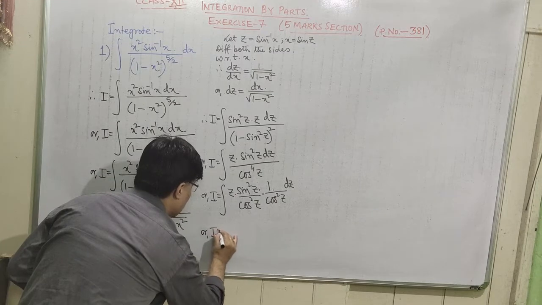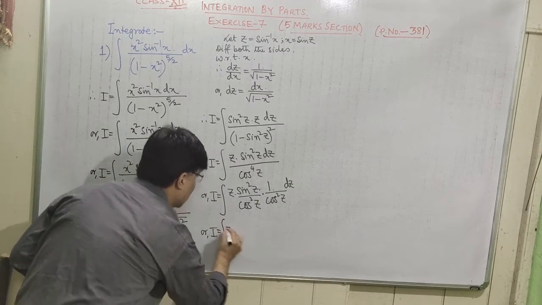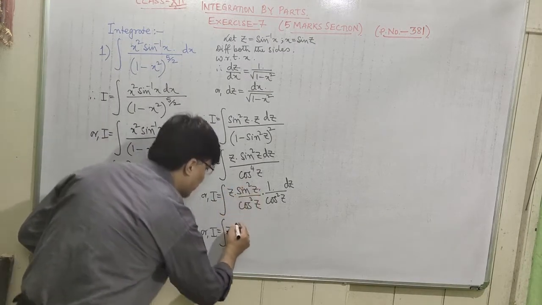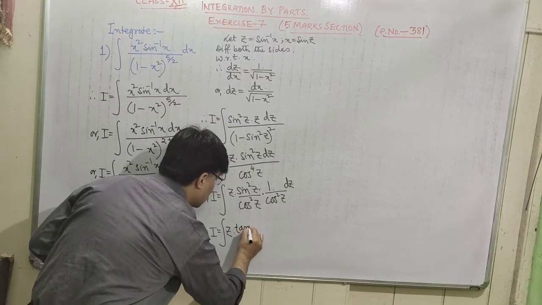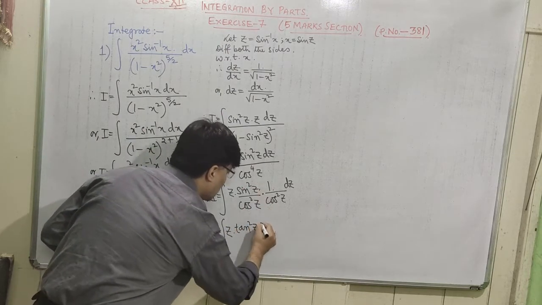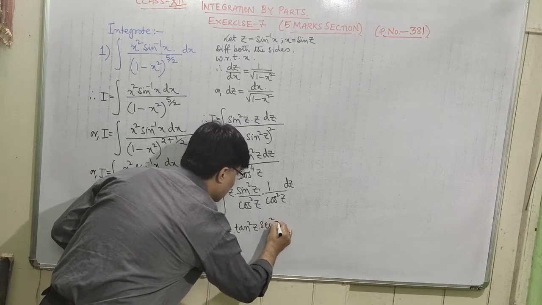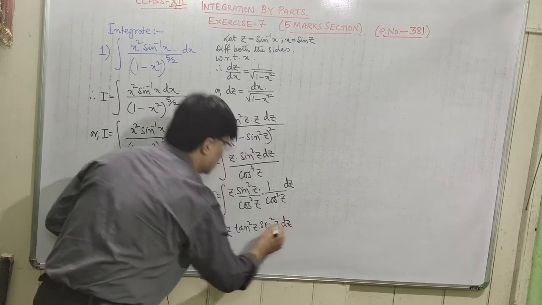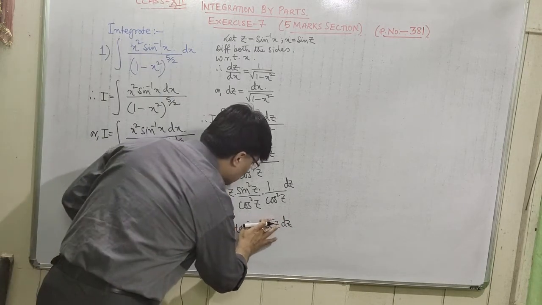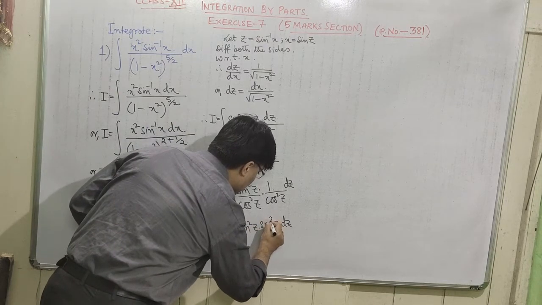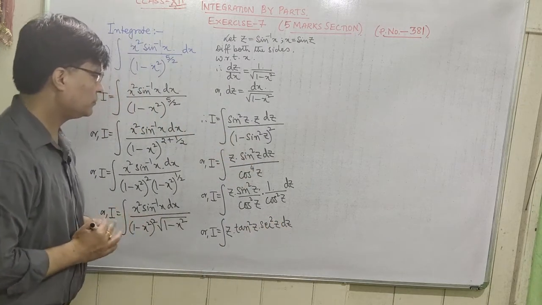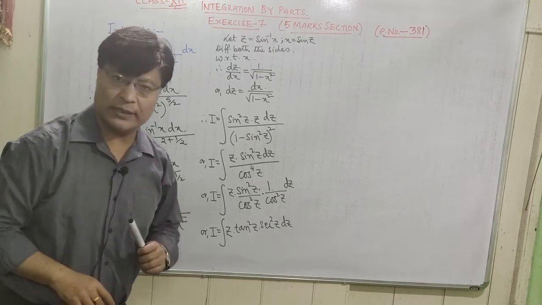So I is equal to integral z into, what is sine square z by cos square z? That is your tan square z. And what is 1 by cos square z? That is your sec square z dz. So I think you have understood it.